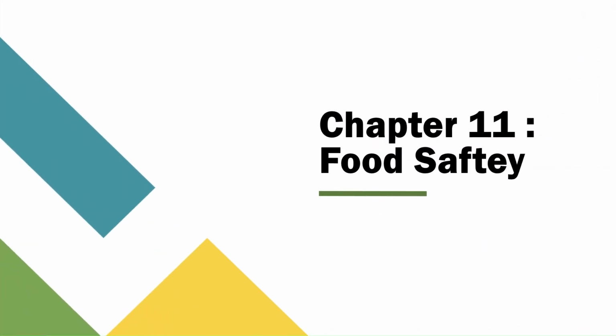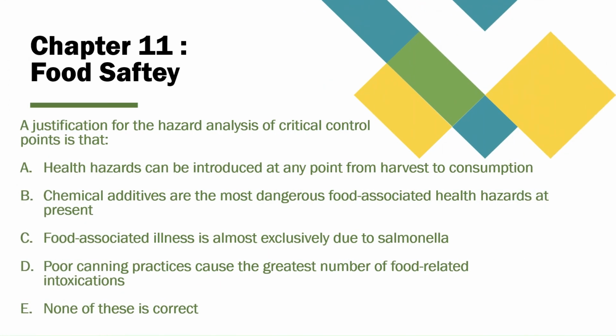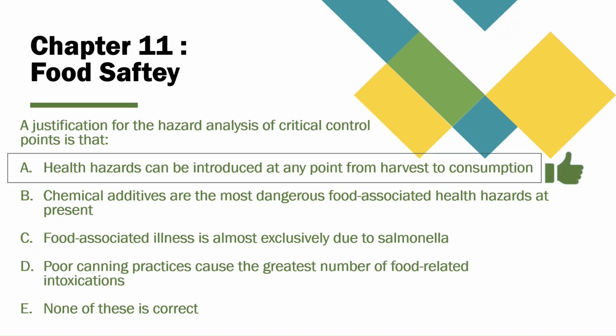Chapter 11. Food Safety. This chapter begins on page 273 in the textbook. A justification for the hazard analysis of critical control points is that A. Health hazards can be introduced at any point from harvest to consumption. B. Chemical additives are the most dangerous food-associated health hazards at present. C. Food-associated illness is almost exclusively due to salmonella. D. Poor canning practices cause the greatest number of food-related intoxications. Or E. None of these is correct. The correct answer is A.